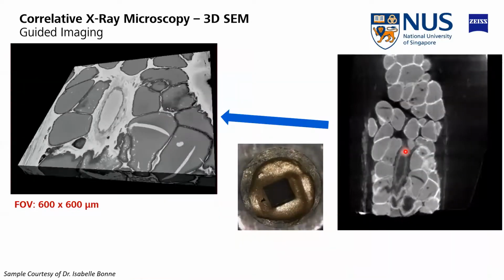And we went in with the Scanning Electron Microscope and took an overview image. It's a very, very large one, 600 by 600 micrometer. So we can also take large overview images. And you don't have to believe me, you can convince yourself whether this is actually the same region from the X-ray microscope on the right and the Scanning Electron Microscope side on the left.